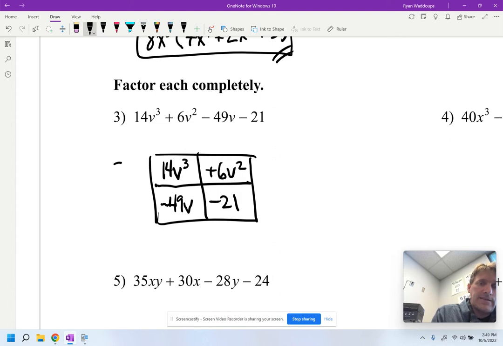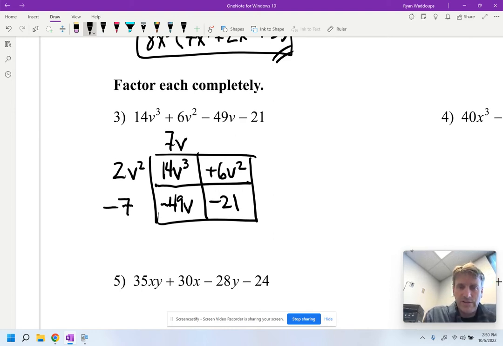And I say this has 2 in common, 2v squared. And 49 and 21 are both multiples of 7, so I'm going to say they have a 7. And that's it. But because they're both negative, I'm going to put minus 7 on that. Then I look at the first column, 14v cubed minus 49v. They have 7 in common, and they also both have a v. And then finally, 6v squared and minus 21, both 6 and 21 are multiples of 3, so I'm going to put 3 there.